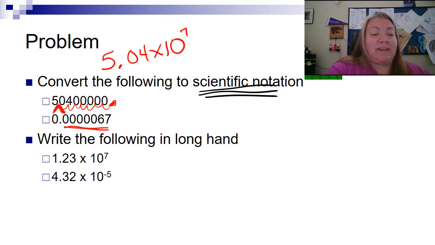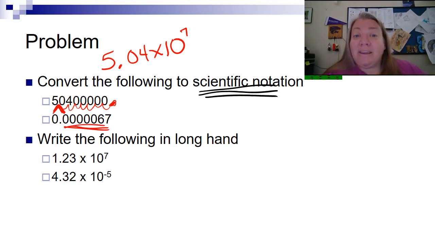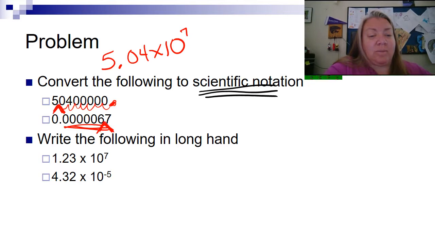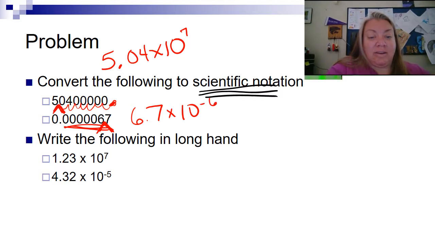The next one is a tiny number. Now notice it's not a negative number. It's just a tiny number. And because it's a tiny number, a small number, we're going to have a negative exponent. Again, we had to figure out where we're going to put that decimal. We want it after the first non-zero number. That means it's going to be after the 6. 6.7 times 10 to the, we want 1, 2, 3, 4, 5, 6. Negative 6th.